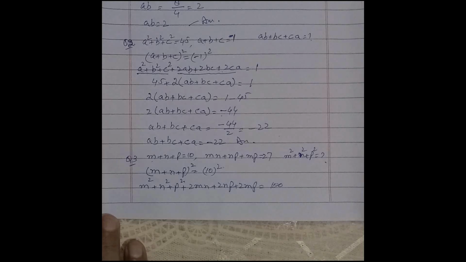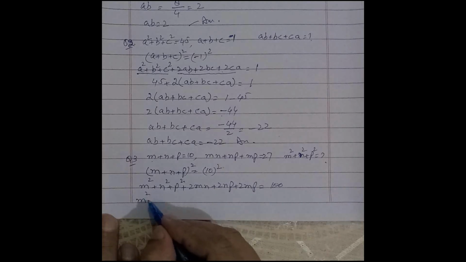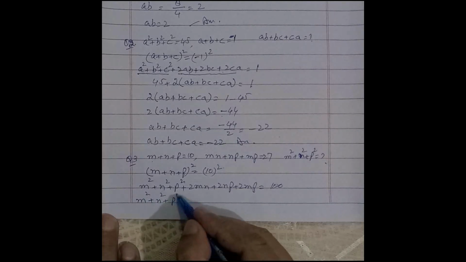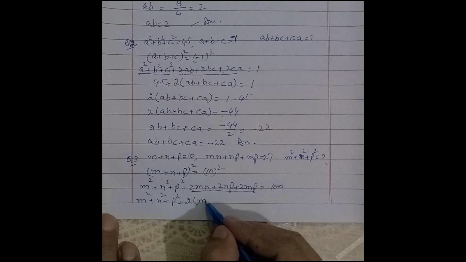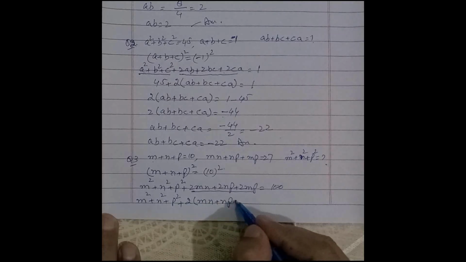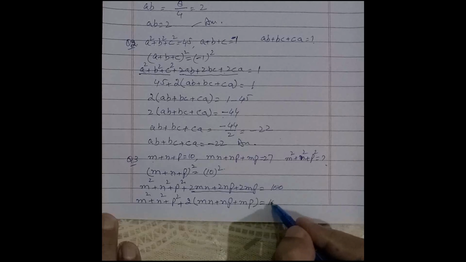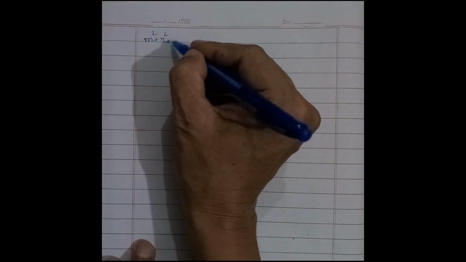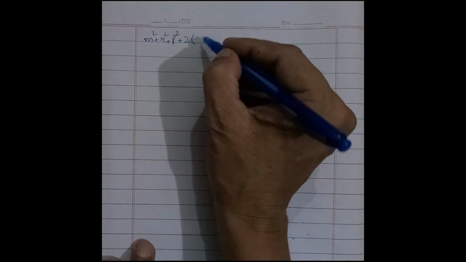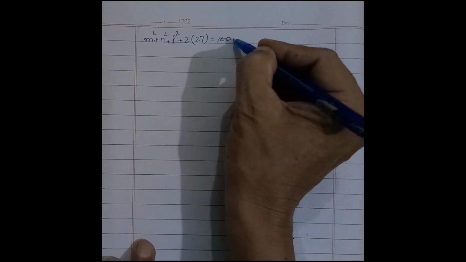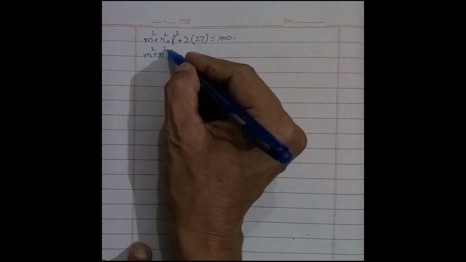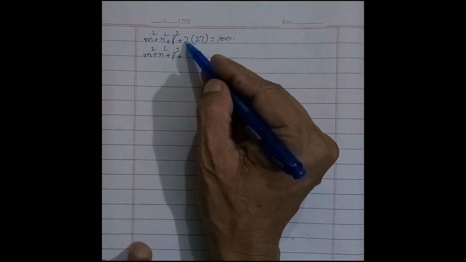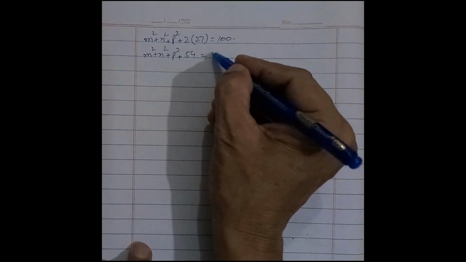Now we put the values of mn plus np plus mp, which is m square plus n square plus p square. First we take common 2 from these values, and in the bracket mn plus np plus mp is equal to 100. m square plus n square plus p square plus 2 into 27 is equal to 100. Now simplify these values. m square plus n square plus p square plus 2 multiplied by 27, we have 54 is equal to 100.